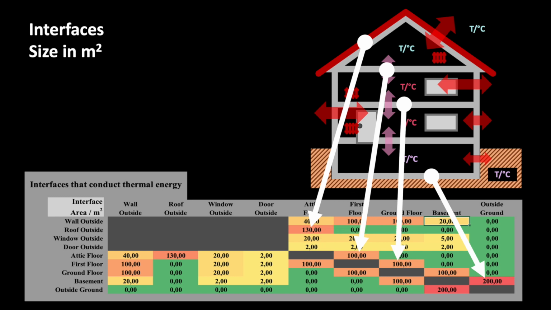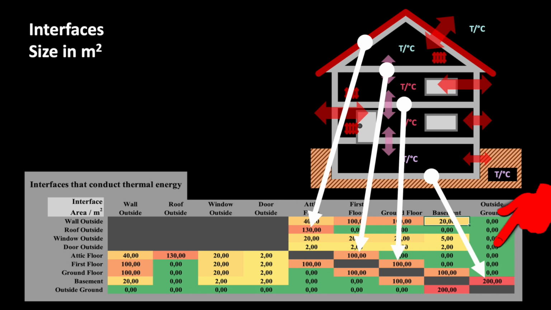Now we enter the size of the false ceilings between the floors. In our example, all false ceilings have a size of about 100 square meters, which we then enter here accordingly. Our basement has a total surface area of about 200 square meters to the ground. Here, of course, we have to add up the walls and the floor area. Now we are almost done. We just have to fill in 0 for the remaining boxes.